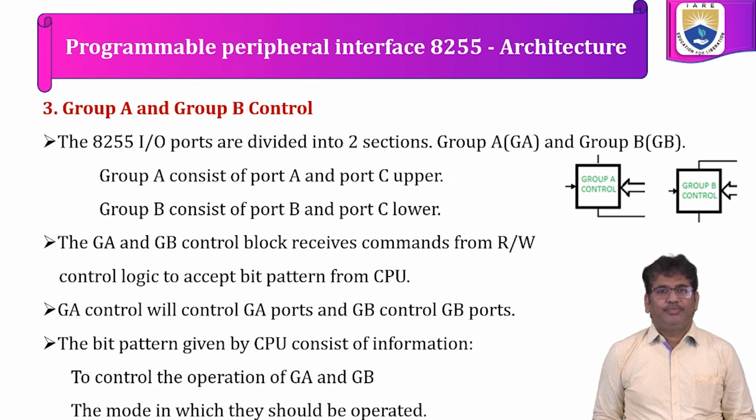The GA and GB control blocks receive commands from the read-write control logic to accept the bit pattern from the CPU. The Group A control will control the Group A ports, and the Group B control block will control the ports related to Group B, for configuring them in either input mode or output mode. The bit pattern given by the CPU consists of information about the control of operation of Group A and Group B, and the mode in which they should be operated. We will see the various modes in detail later.